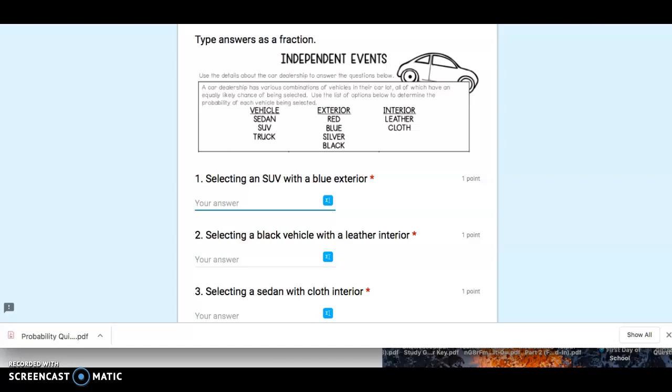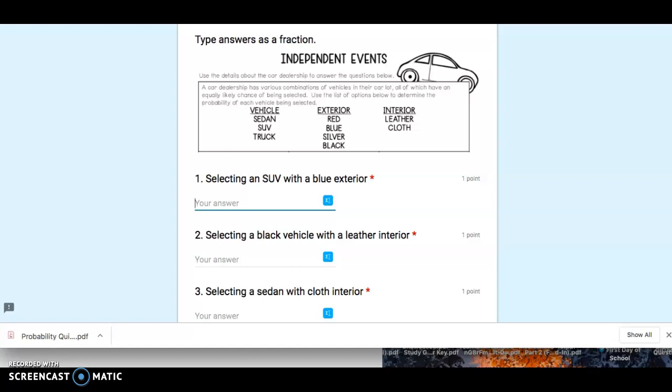It says use the details about the car dealership to answer the questions below. The car dealership has various combinations of vehicles in their car lot, all of which have an equally likely chance of being selected. Use the list of options below to determine the probability of each vehicle being selected. So here are our first two independent events.